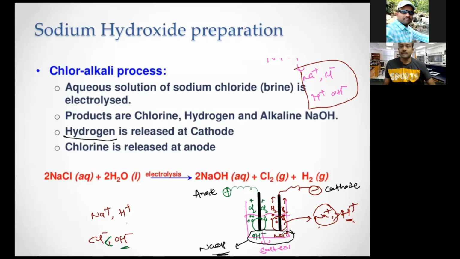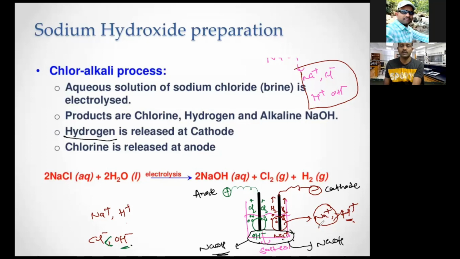Okay. So in the solution, the remaining ions are Na plus and OH minus. The OH minus ions remain in the solution. Similarly, Na plus ions also remain in the solution. When these Na plus and OH minus ions combine, they give NaOH solution. So in this way, by using common salt, which we use daily, we add some water and make a salt solution.